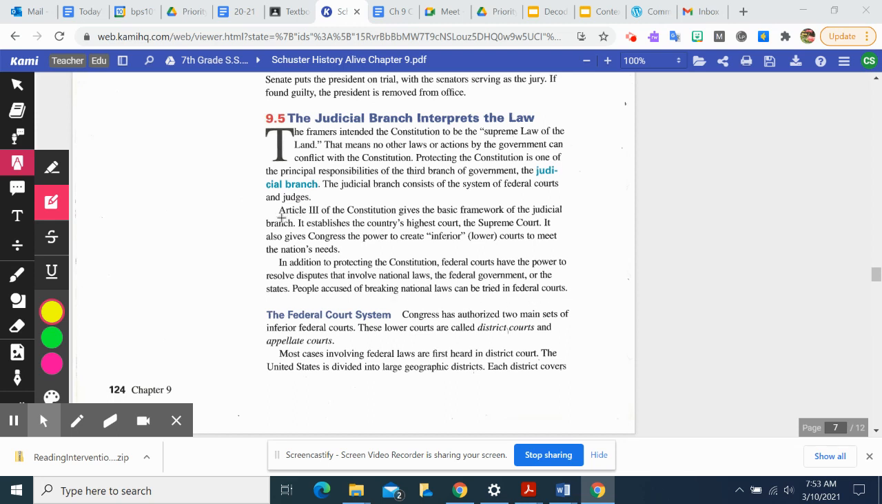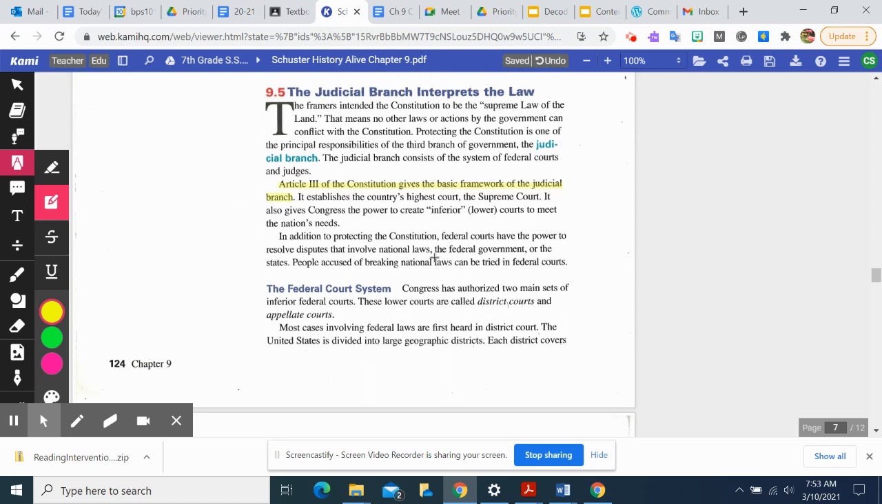Article 3 of the Constitution gives the basic framework of the judicial branch. It establishes the country's highest court, the Supreme Court. It also gives Congress the power to create inferior or lower courts to meet the nation's needs.